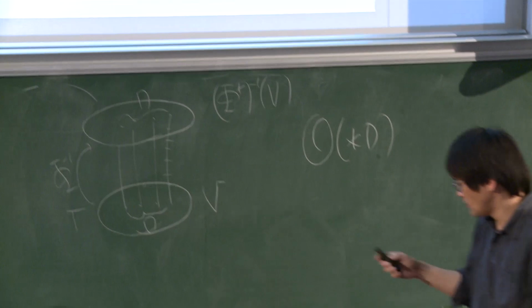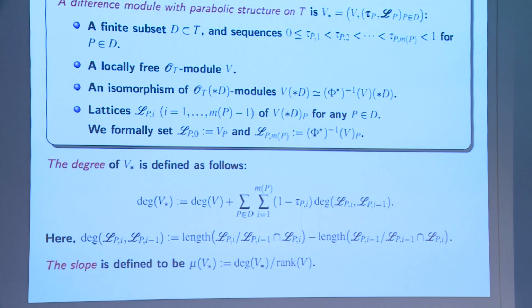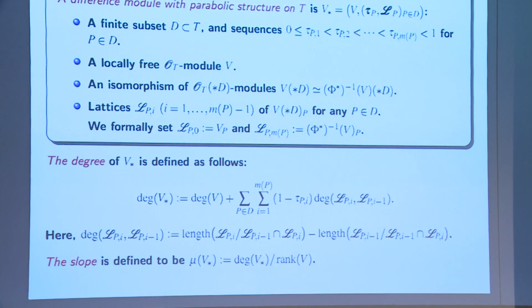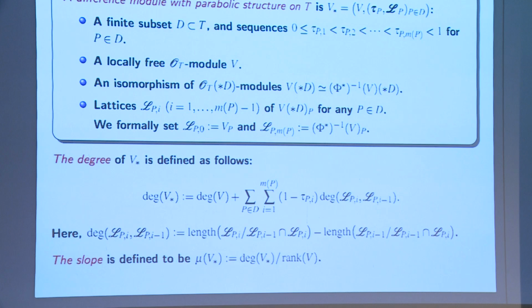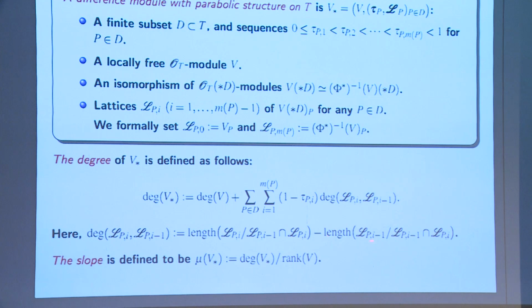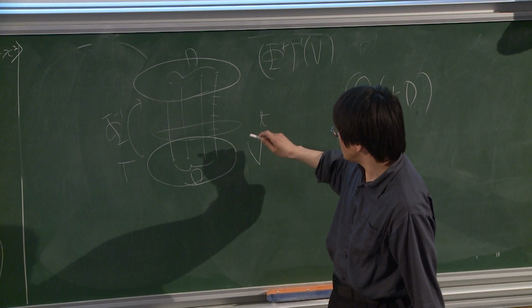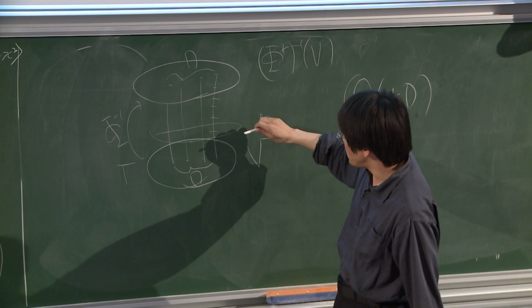Then the degree of a difference module with parabolic structure is defined as follows. First, we have the number obtained as the degree of the bundle V. And we have the sequence of lattices here. So we have the relative degree of lattices, which is defined as the difference of lengths of these finite modules. And then we define the degree of V star in this way. So very roughly, this is just the integration of the degrees. I mean, we have the sequence of Hecke transformations, so at each t, except for a finite number of t's, we are given some locally free sheaf on T.